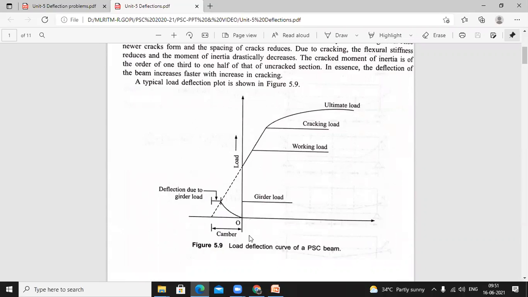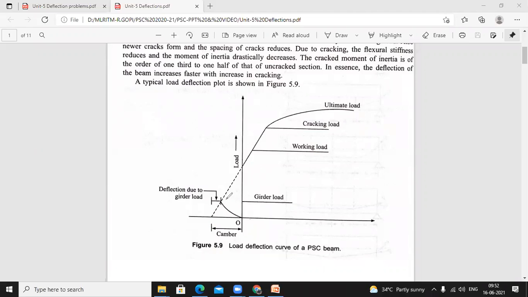Initially, we already told that the beam is bent upward. If you apply only the prestressing force, you can see the curve is going like this, that means reversely. This curve is called camber, the distance from the zero point to the extreme bend point, the extreme deflection point, is called camber. So this camber is nothing but the upward deflection.